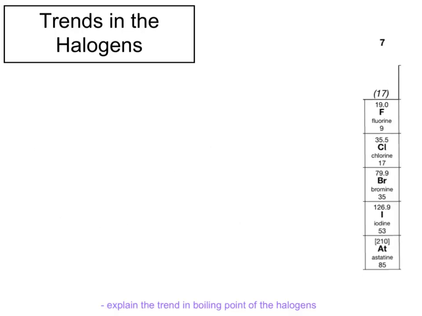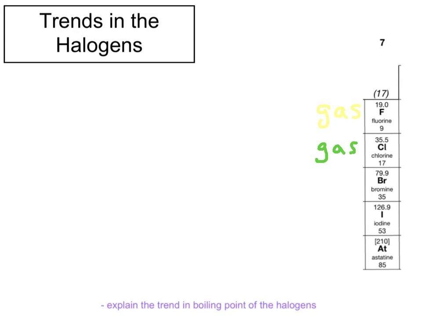So again, to explain the boiling points and melting points of the halogens down the group, we can use our knowledge from Chem 1. First we'll look at what state each of the halogens are in at room temperature. So fluorine is a pale yellow gas. I don't know if you can see that, but I've written gas next to fluorine in yellow. Chlorine is a green or a pale green gas.